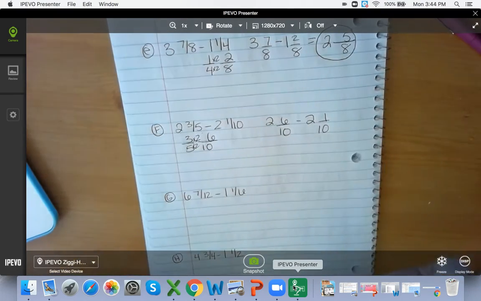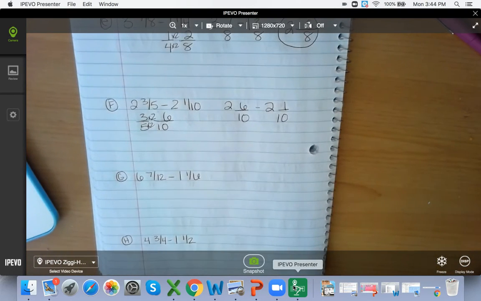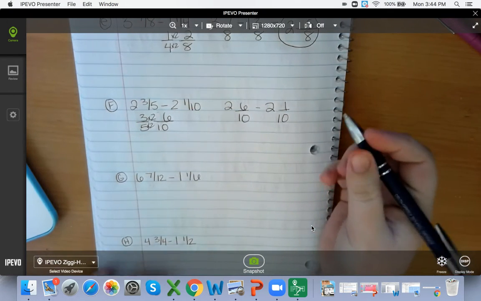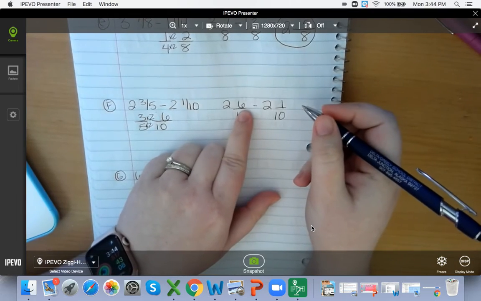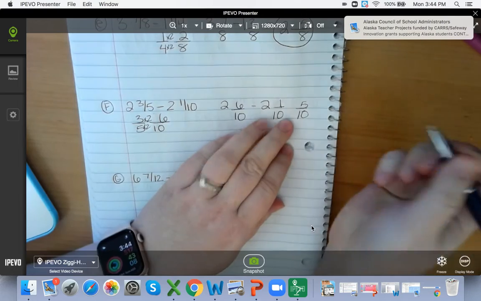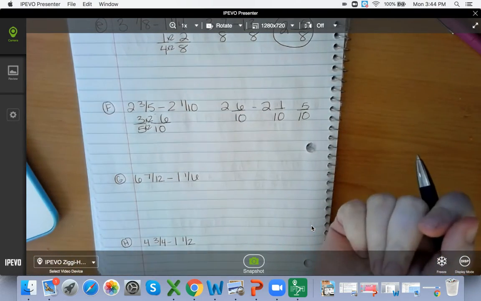All right, now watch this carefully because you probably noticed there's something a little different with these whole numbers. So you've got 6/10 minus 1/10. So what I'm going to do there is do these first. So 6 minus 1 is 5/10. And then you're going to do 2 minus 2, which is great because it's 0.